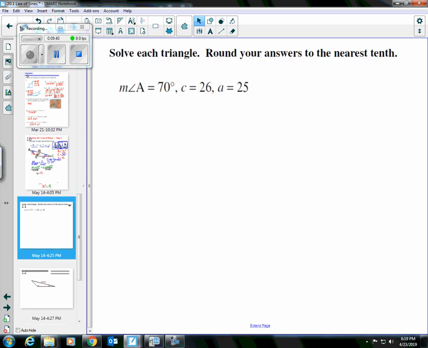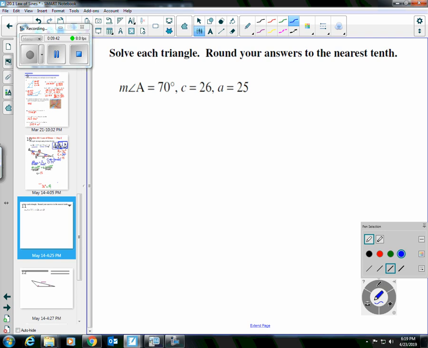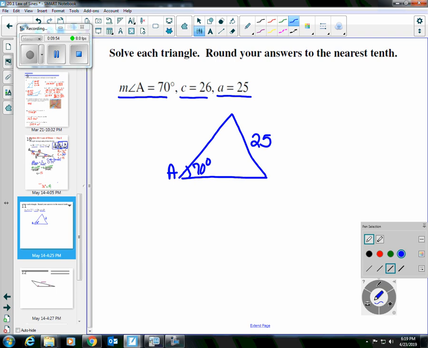So let's take a look and see what we have. We're going to round to the nearest tenth for this one. We have an angle A, a side A, and a side C. So I'm going to go ahead and set up a picture here so we can talk about it. So we have an angle A that's 70 degrees. Remember, across from that would be side A. And then whichever one you want to call C, it doesn't really matter. We can decide what makes sense for what we're going to do here.